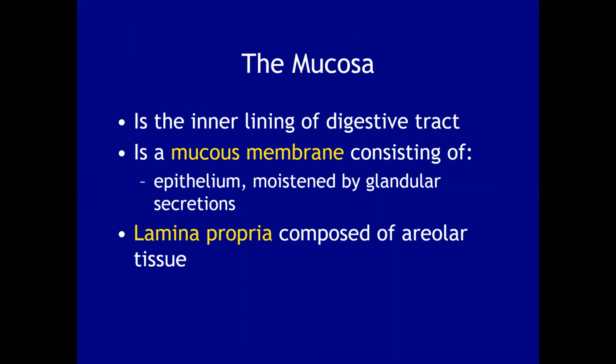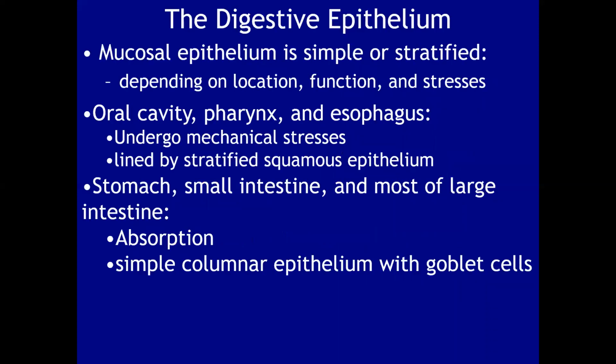It's a mucous membrane. So you know that if it's a mucous membrane, we have to have mucus. We have to have these glandular secretions as well. So that mucosal epithelium can either be simple, a single layer, or stratified, many layers. Depends on where you find it.